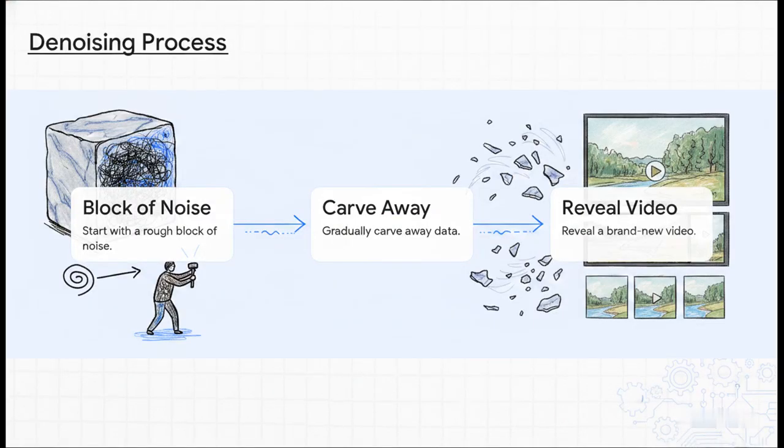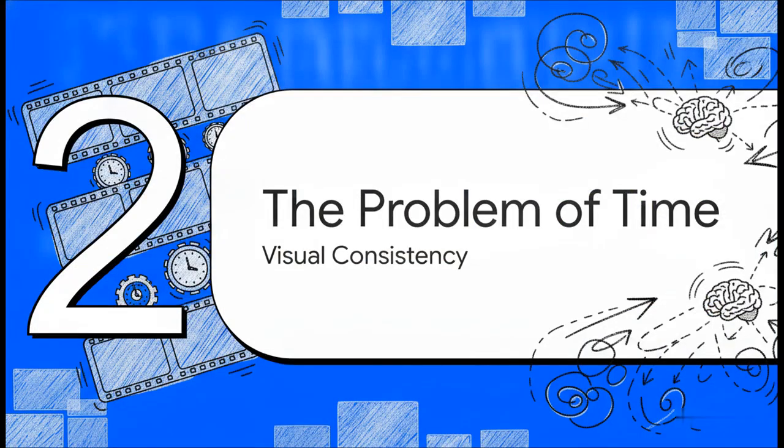Think of the AI like a master sculptor. It starts out with this rough block of raw marble, right? Except in the digital world, that block is just pure random noise. Then, guided entirely by your text prompt, it gradually starts carving away that noise step by step. It effectively denoises that static block until, boom, a perfectly coherent, brand new video emerges that has never existed before. It's wild. Now, generating a single realistic image is tough enough, but video?